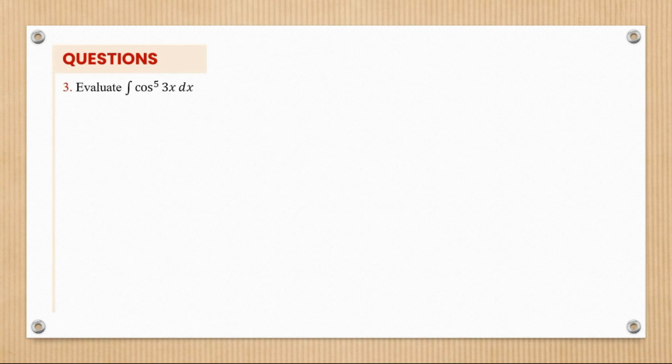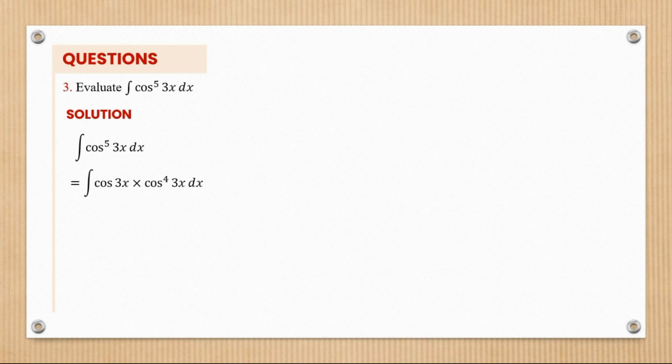Alright, so in question number 3, this is actually now slightly different. We're being told to evaluate the integral of cos to the power 5 of 3x dx. Now this also looks scary for some, but this is also an easy one. So what do we do in this case? We need to just make sure that there are some even powers involved as we calculate this.